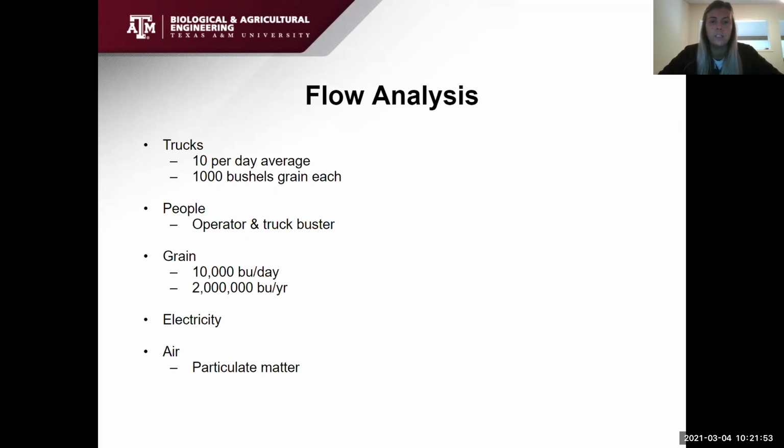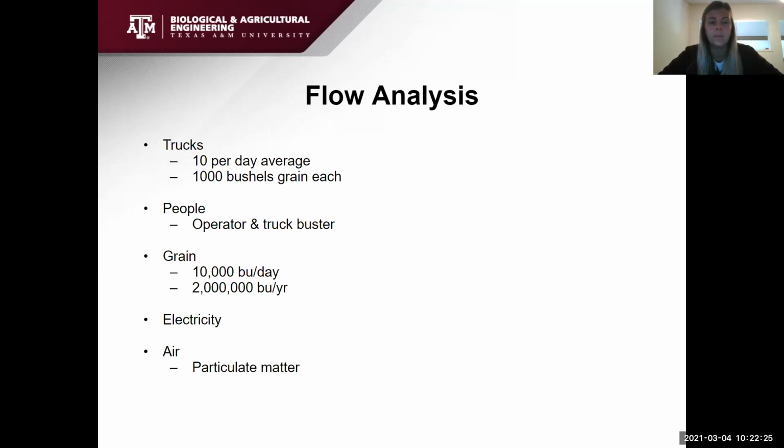In our flow analysis, we're looking at things going through our system that are of concern and importance to us. Specifically, the ones we're addressing are trucks, the people, the grain, obviously, through this elevator, electricity, and the airflow. On average per day, this El Campo elevator sees about 10 trucks come through and drop into the dump pit. These trucks bring in about 1,000 bushels of grain each, at least that's the capacity they're able to carry.